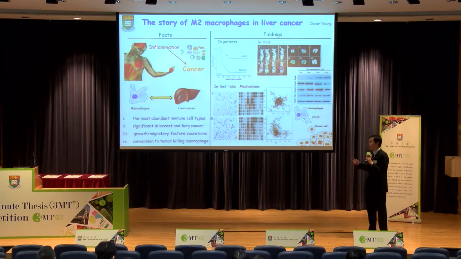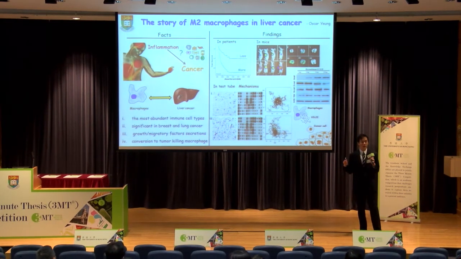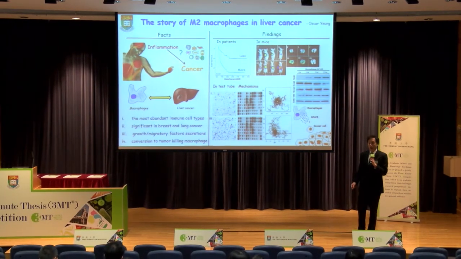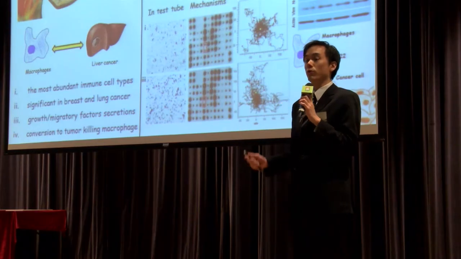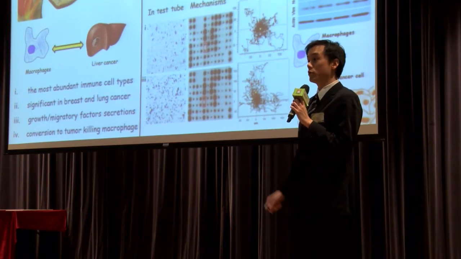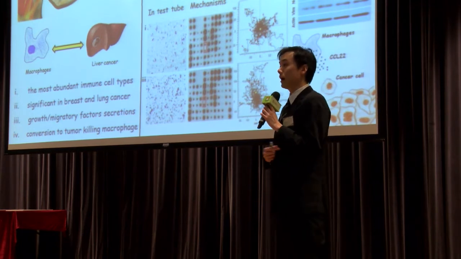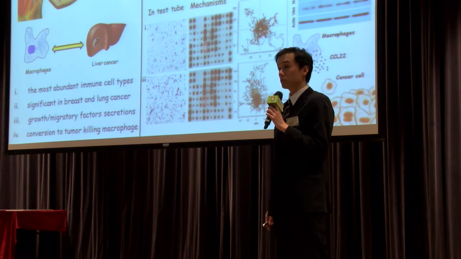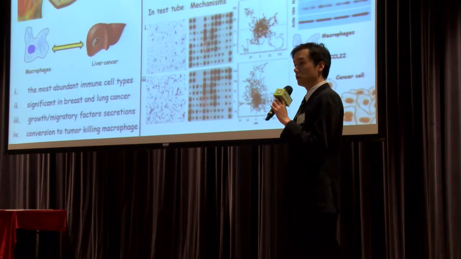I'm Oscar, and this is the story of macrophages in liver cancer. To begin with, I would like to welcome you all to the field of cancer immunology. And this field is all about one observation: prolonged inflammation often carries a higher risk for cancer to develop. For example, bronchitis to lung cancer, hepatitis to liver cancer. So having a sustained state of inflammation is definitely not good news.